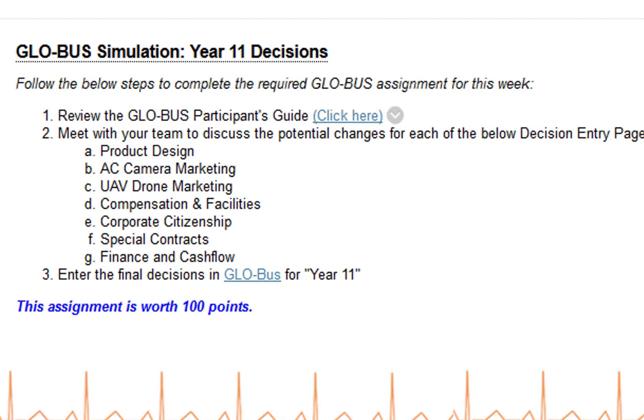Then we have the Global Simulation Year 11 decisions. A lot of you are doing fantastic. We still have a few that I'm concerned about, and I'll talk about that in a moment. So actually, let's go ahead and jump right into the results for Year 10.